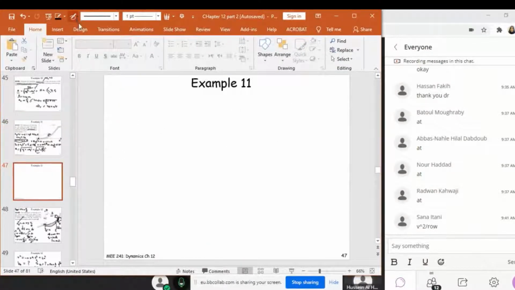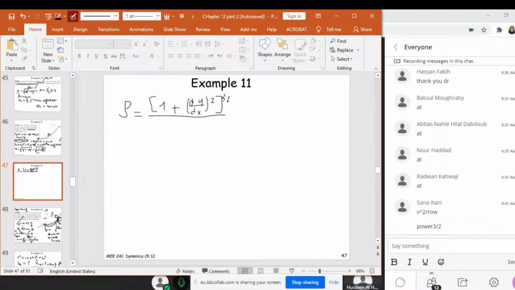How can I find rho? From the equation of the radius of curvature. You don't have to memorize it, guys. I'm going to give it to you in your exam. In this equation, rho is equal to 1 plus dy over dx squared, to the power 3 over 2, over the absolute value of d squared y over dx squared. And that's why they gave me the equation of y.